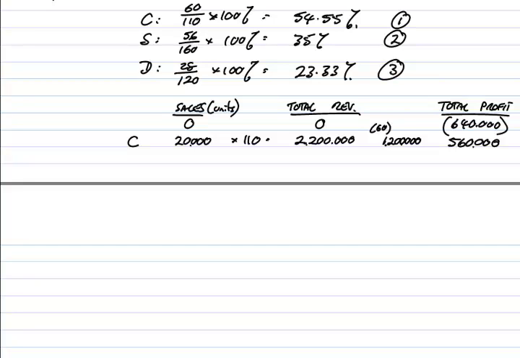Well, that's if we make C first, but having made C, we'll now go to S and get more revenue, we'll get more profit. S, we're selling 22,000. And so the extra revenue at 160 a unit is 3520. It takes our total revenue up to 5720.